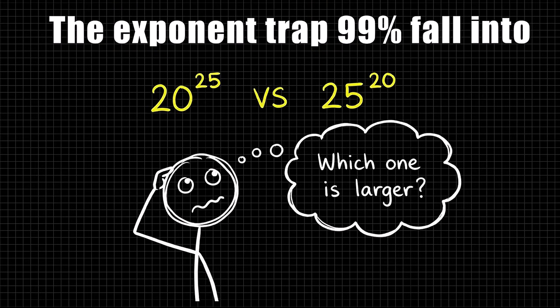Here's an exponent trap that 99% of people fall into. Which one is larger? 20 to the power of 25 or 25 to the power of 20? These two numbers look almost symmetric. Same 20 and 25, just swapped. If either the base or the power were the same, this would be easy. But now, it feels tricky.